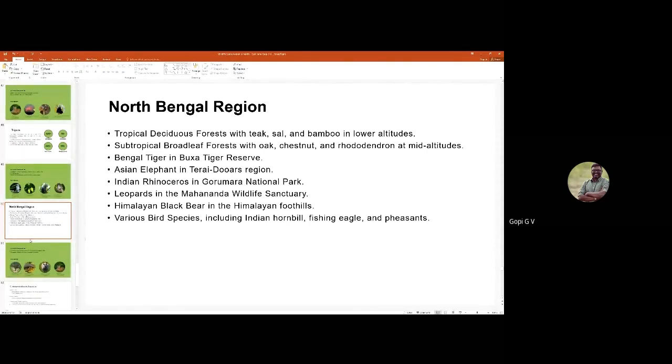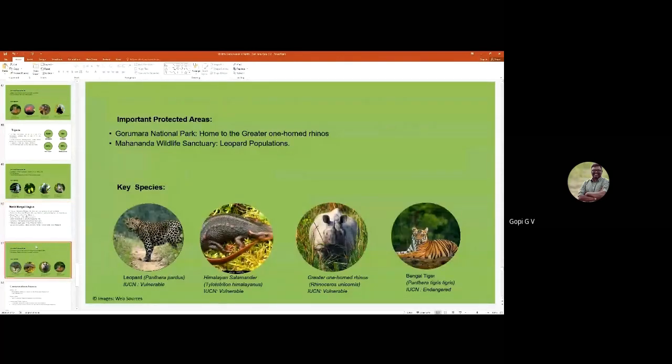And in the North Bengal region, you have species like leopards, and you have elephants. Elephants are in heavy, severe conflict. There are a lot of deaths on the railway tracks, and also crop depredation problems. There are red pandas in North Bengal, in Gorumara National Park and Mahananda Wildlife Sanctuary. One-horned rhinoceros are there, Bengal tigers are there. And one of the most important amphibians, the Himalayan salamander, Tylototriton himalayanus.